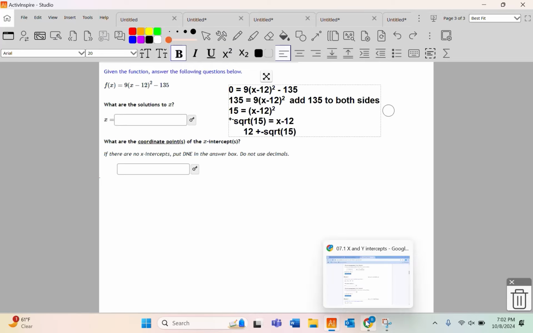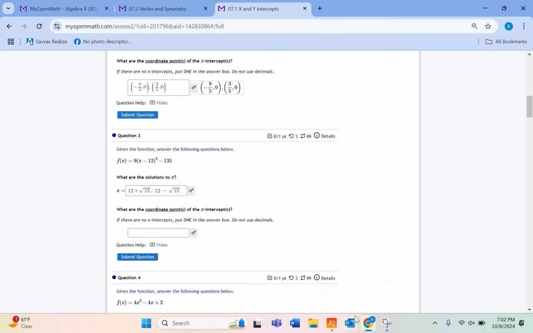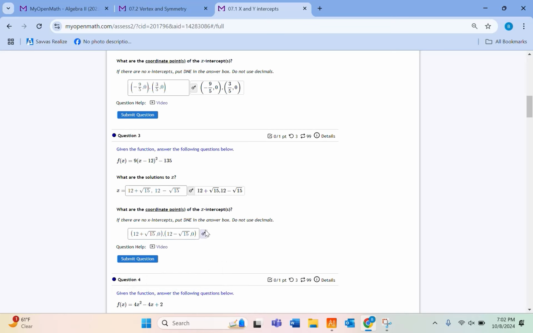I'll go type them into MyOpenMath. We have 12 plus the square root of 15, comma, and 12 minus the square root of 15. I'm pretty tired, so let me make sure that's right. And let's get it. Look, I was right. So the x-intercepts are going to be the same thing, but in ordered pairs. 12 plus the square root of 15, comma, 0, because y is 0, and 12 minus the square root of 15, comma, 0. There you go. If you don't believe me, key.